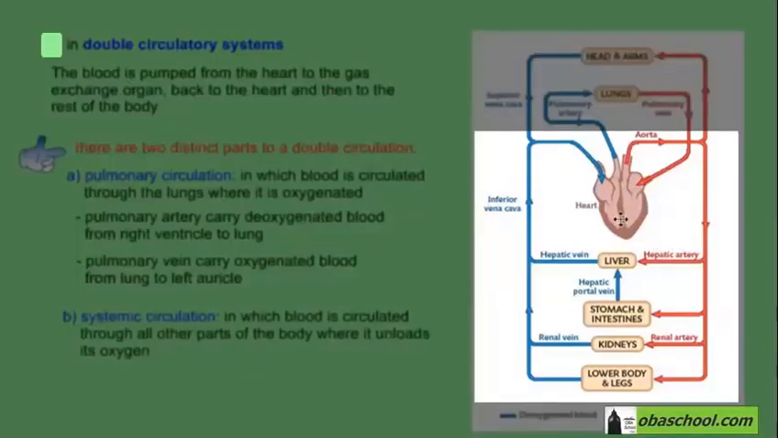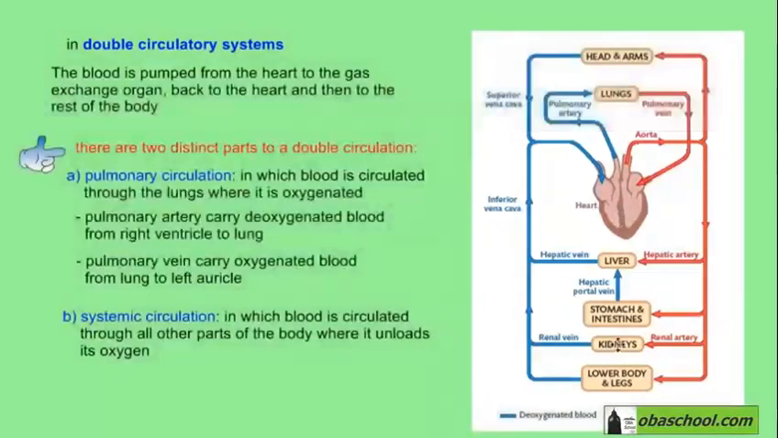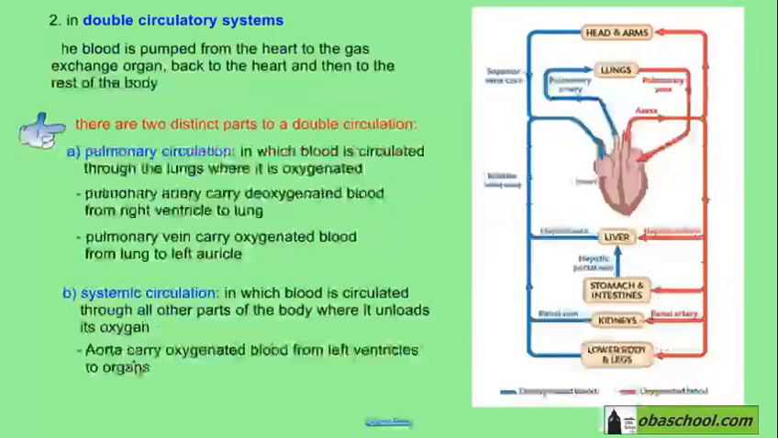The second circulation is the systemic circulation. In the systemic circulation, blood is circulated through all the parts of the body so that it can unload the oxygen. So blood is pumped from the heart to all the parts of the body, to the liver, to the stomach and intestines, to the kidneys, and to the lower body and the legs. It also goes to the head and the arms. And once it does that, it is taking oxygenated blood to all of these parts of the body so that oxygen can go to them.